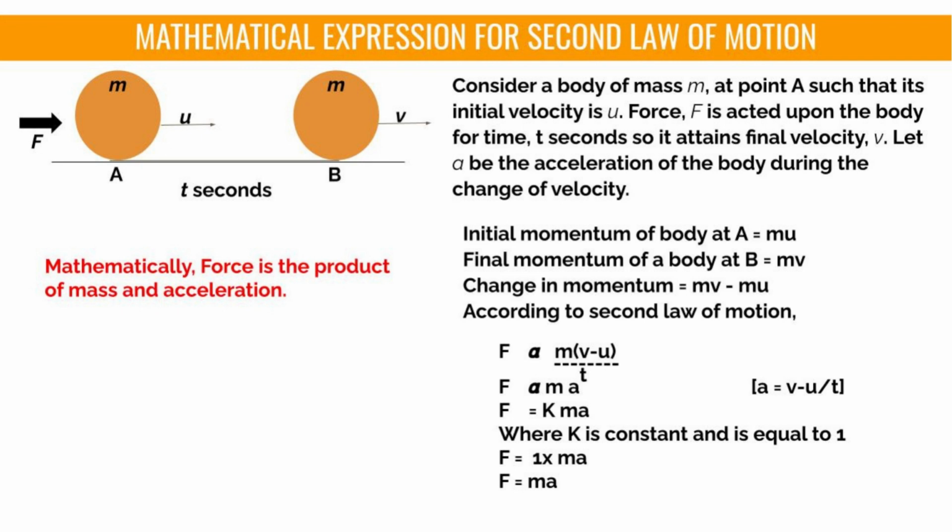According to the second law of motion, F is proportional to change in momentum, that is m(v minus u), and inversely proportional to time. On deducing acceleration from change in velocity, force is proportional to the product of mass and acceleration. If we replace proportionality with k, which is a constant and has a value of 1, force equals k m multiplied by a. Putting the value of k, which is 1, force equals m multiplied by a. So mathematically, force is the product of mass and acceleration.